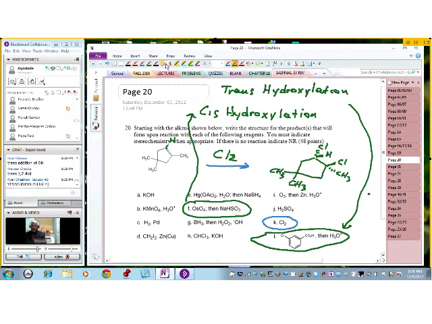Okay, so what is the product? Let me erase all of this. Okay, so what do we have here? We start with meta-chloroperbenzoic acid. This stands for meta-chloroperbenzoic acid. And that is step one. And then in step two, you add the dilute acid. In that case, we get the hydroxylation in which the hydroxy groups are trans to each other.